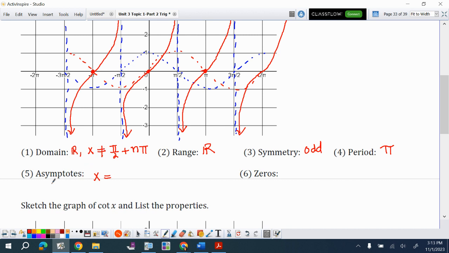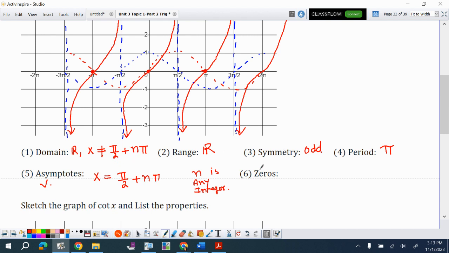But for the asymptote, these are vertical asymptotes, and we say vertical asymptote at x equal to every pi over 2 plus n pi, and n is any integer. You must declare what n is. N is an integer. So for example, pi over 2 plus pi, which is 3 pi over 2, you have an asymptote. Pi over 2 minus pi, which is negative pi over 2, you have an asymptote.